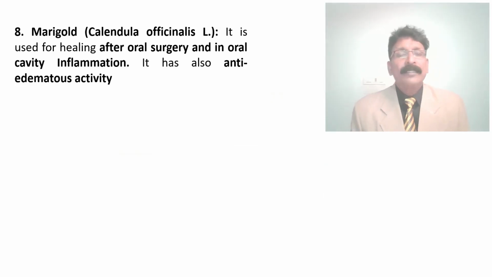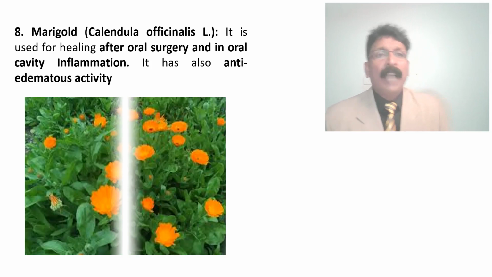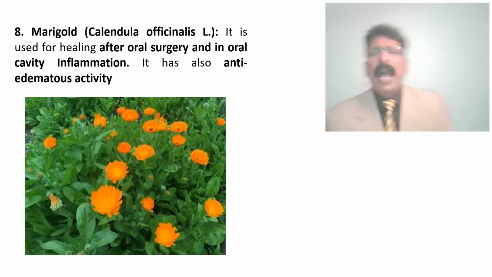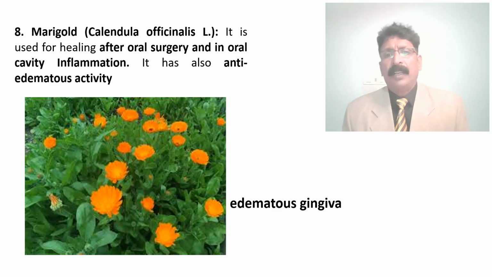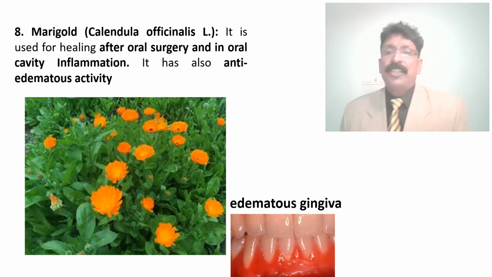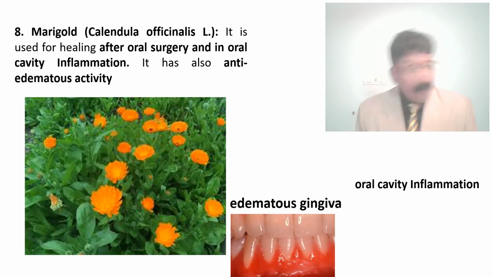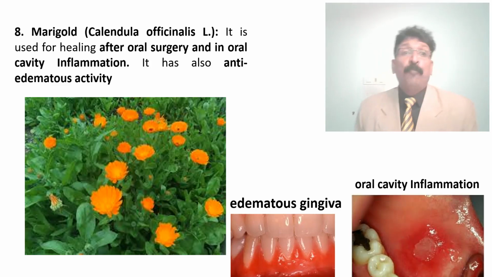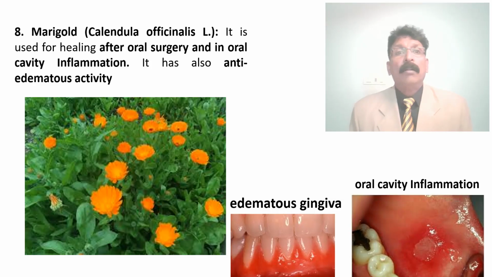Marigold, Calendula officinalis. It is used for healing after oral surgery and oral cavity inflammation. It also has anti-edematous activity. Edematous gingiva, redness, edematous gingivitis. You can see the swelling downwards. Oral cavity inflammation can also be treated by means of marigold. It has a very good oral healing effect.